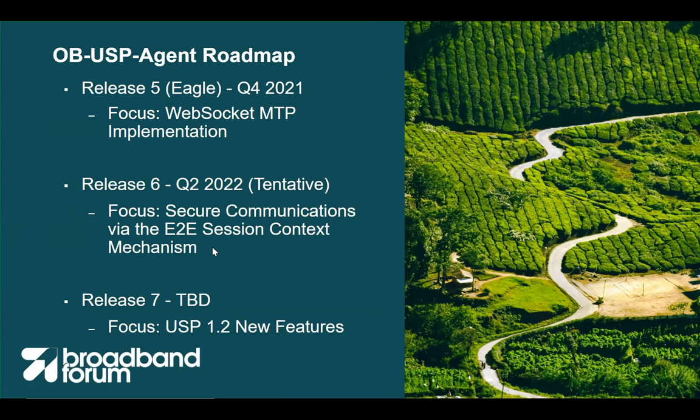And then we'll also be looking at a release 7, to be determined on when that'll hit, but we'll be looking mostly to focus on any of the new features that are being introduced by USP 1.2, which will probably be delivered towards the end of this year. So that's a look at the roadmap, and I'll turn it over to Jason.